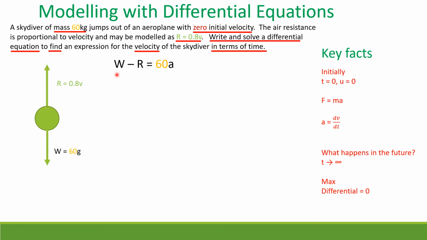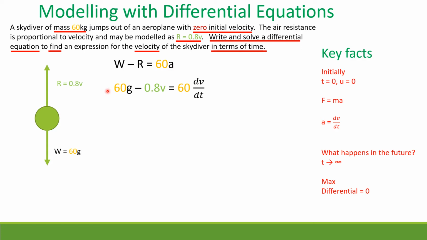In general terms, my weight minus my resistance is going to equal 60 times my acceleration, using F equals ma, where the mass is equal to 60. A is my acceleration, and F is the net force, which is the weight minus the resistance. Replacing the weight with 60 g, replacing the resistance with 0.8 V, and replacing a with dV by dt gives me a differential equation. That is the first step of what you've been asked to do, write a differential equation. In the exam, that will give you 1 mark for getting to this stage, writing your differential equation and getting it set up.